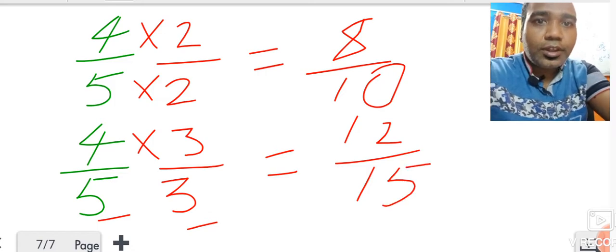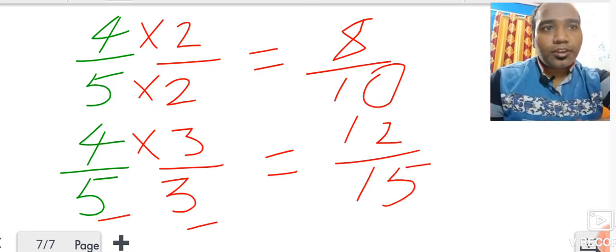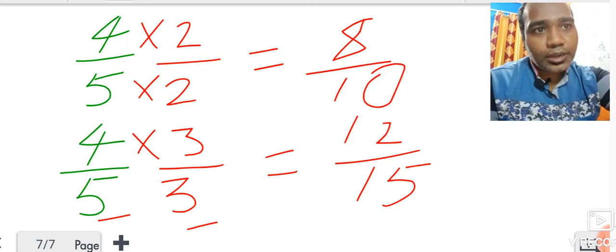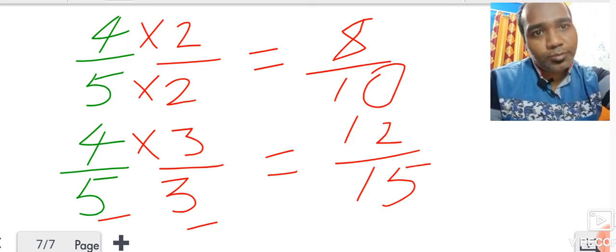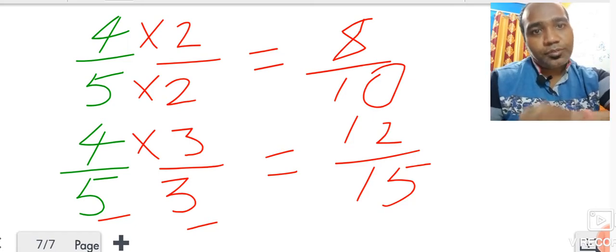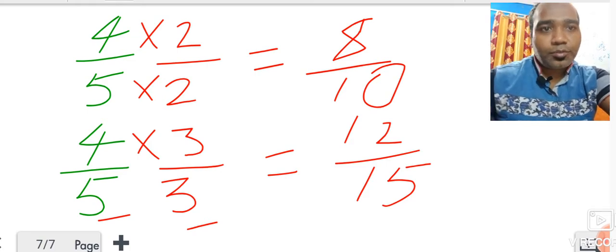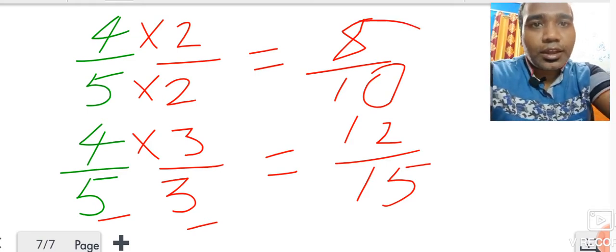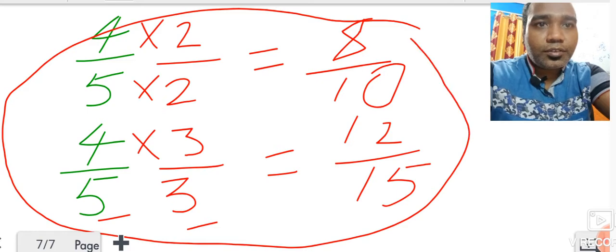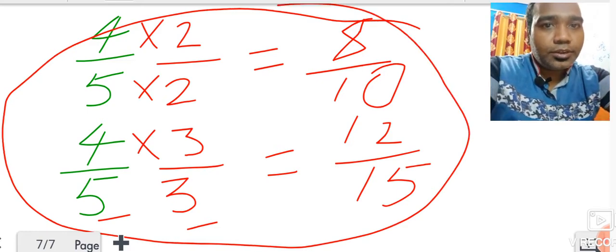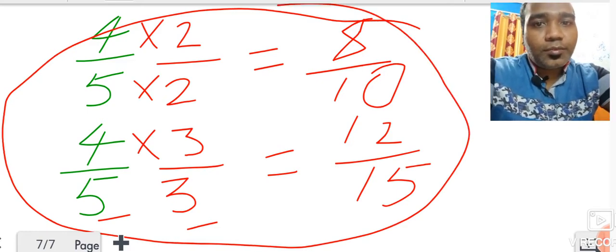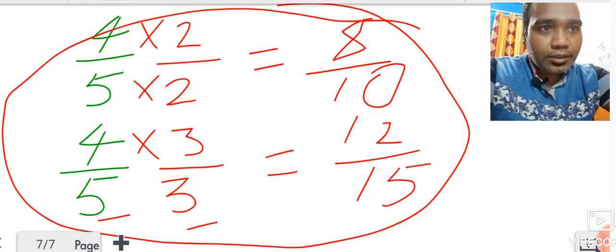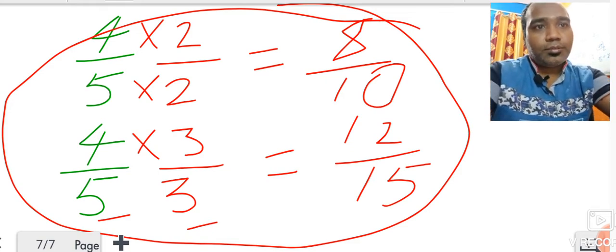Okay. Then you tell me which number I have to multiply in the numerator and denominator? 4 in the numerator and again 4 in the denominator. So how much will we get? 4 into 4, 16, and 5 into 4, 20. So this way you can write the equivalent fraction of any number. Got it?